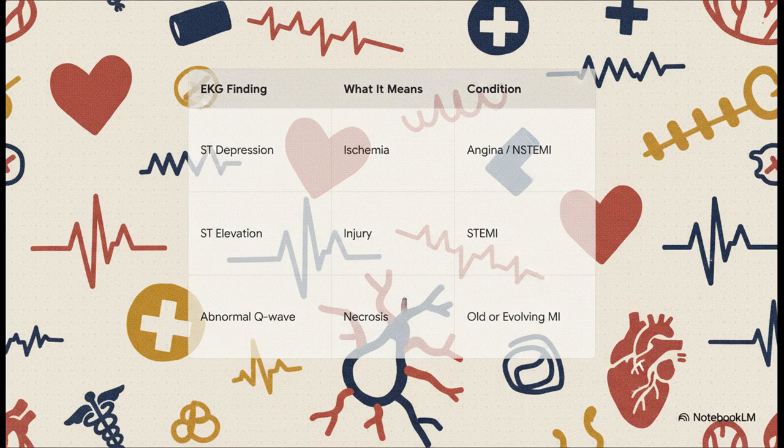If you see ST depression, that tells you the heart muscle is ischemic. It's starving for oxygen. You'd see this in angina or an NSTEMI. But if you see ST elevation, that's a whole different level. That means injury. The muscle is actively being damaged right now. That's a STEMI, and it is a code red medical emergency. And that abnormal Q wave, that's evidence of necrosis, of cell death, proof that a heart attack has happened, either right now or in the past.